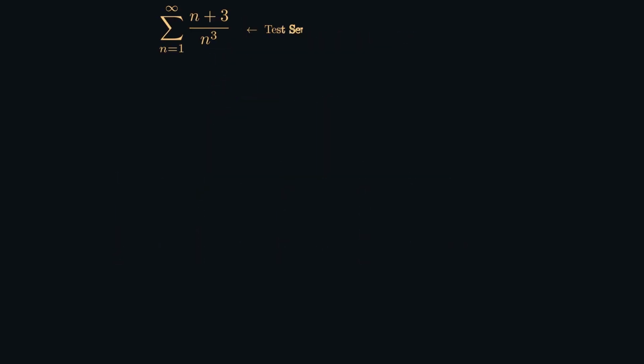Over here, we have two series. Number 1, the series from n equals 1 to infinity of (n + 3)/n^3. Now, this is our test series. The second series is our reference series, the sum from n equals 1 to infinity of 2/n^2.